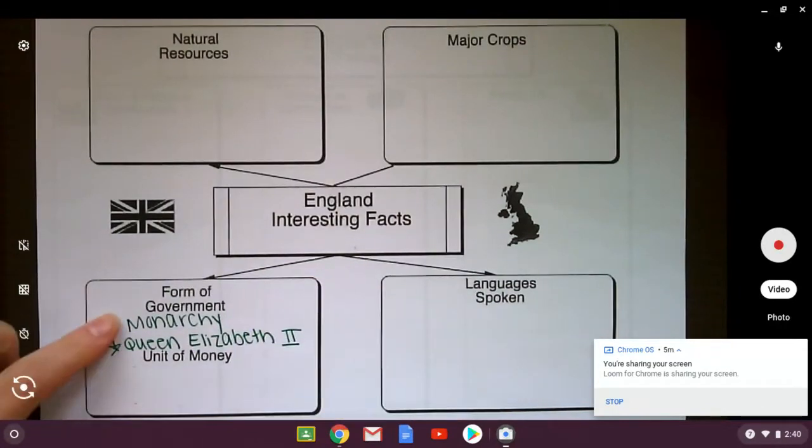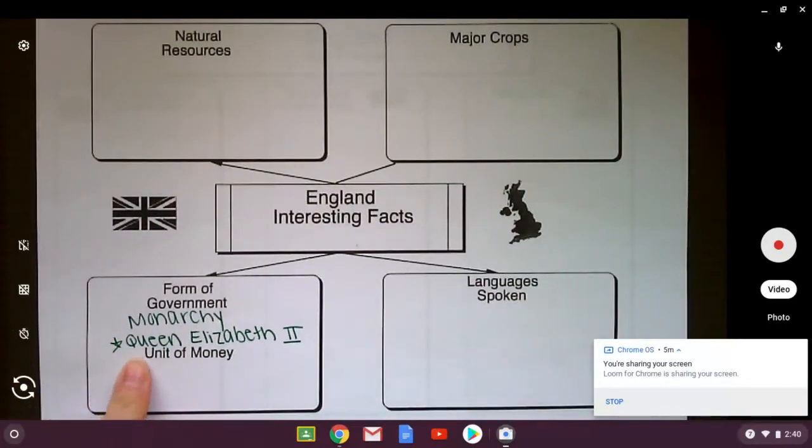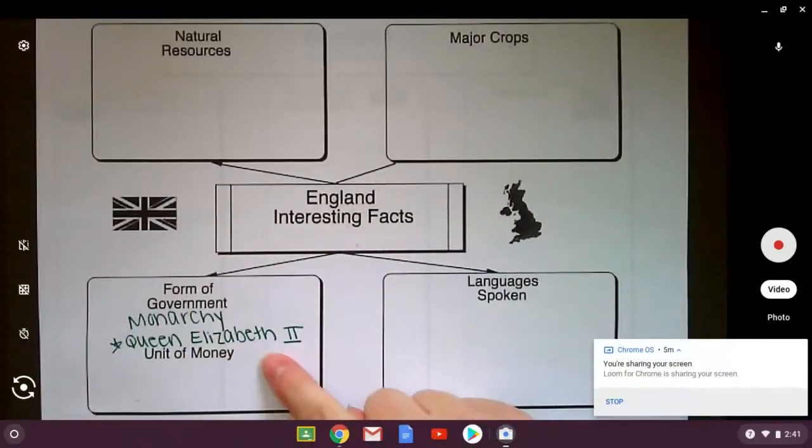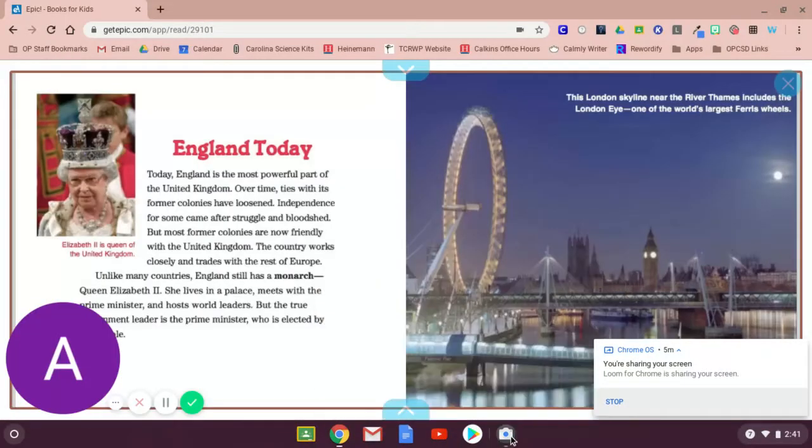Okay, so in a monarchy, you have a monarch or a person who's in charge, and in this case, it's Queen Elizabeth II in England. All right, so here's the knowledge that we gained from our text, that image, and reading that label. That label taught us something.